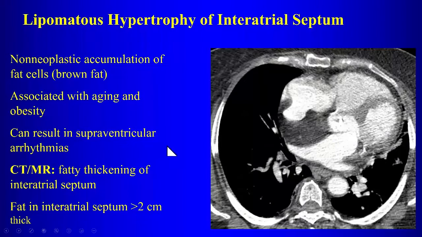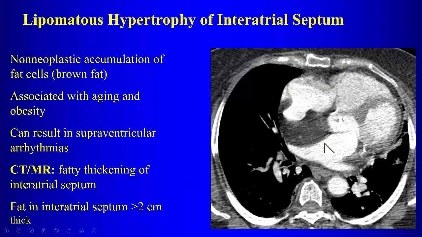Why can this cause arrhythmias? What lives here? SA node, right. So it can infiltrate around the SA node. It might cause arrhythmias. So we look for fatty thickening of the interatrial septum.